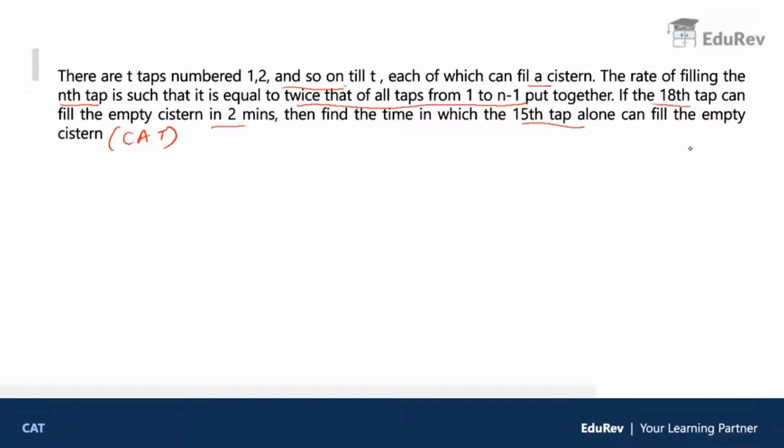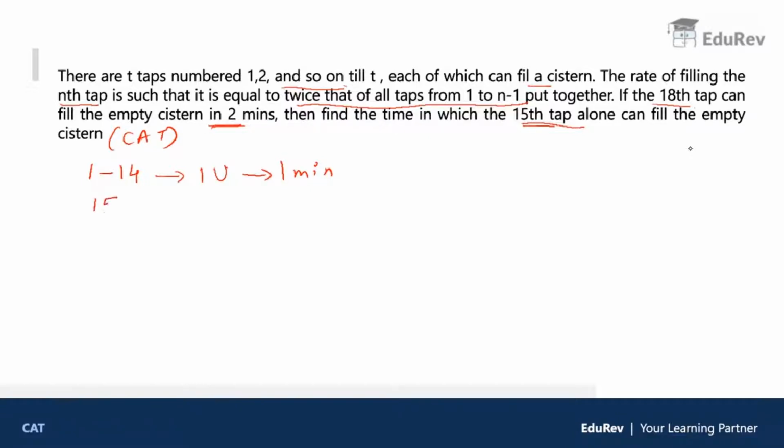But we have to go up to the 18th tap because we know the timing of the 18th tap, and they're asking us about the 15th tap. Starting from the first tap is not going to make sense because it will be extremely complicated and lengthy. So let's say taps 1 to 14 together fill 1 unit in 1 minute.